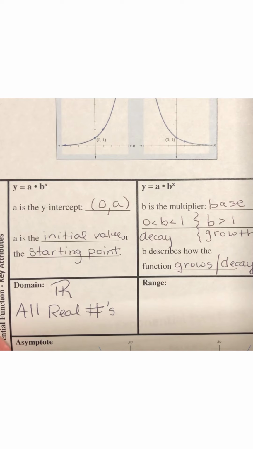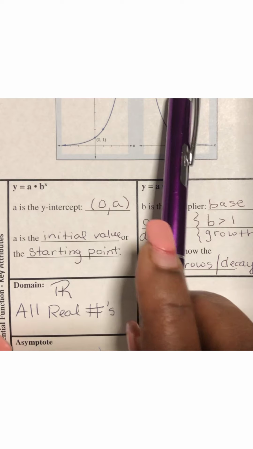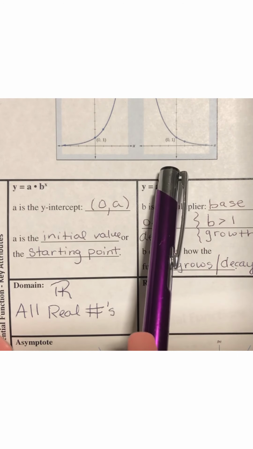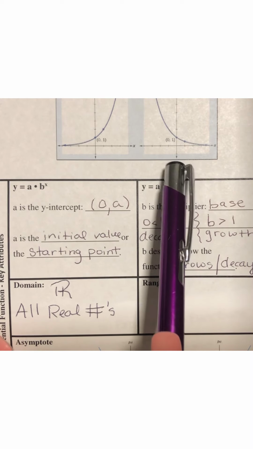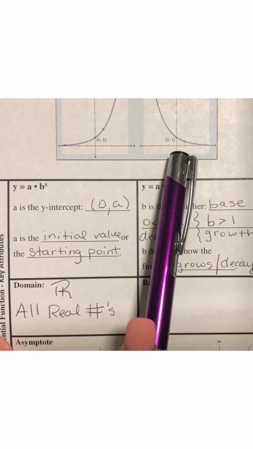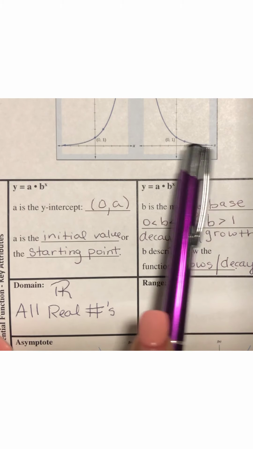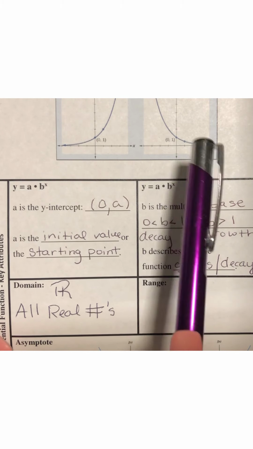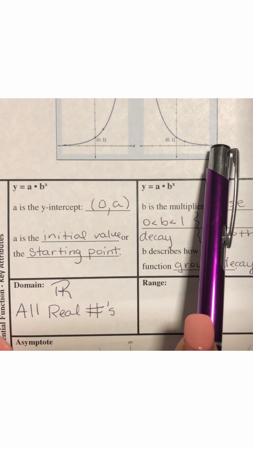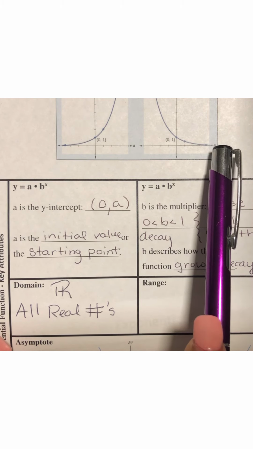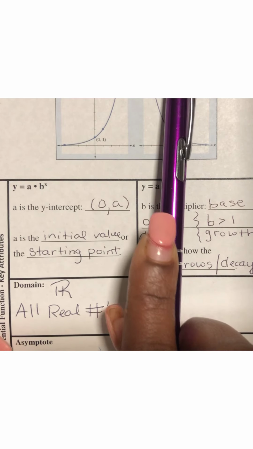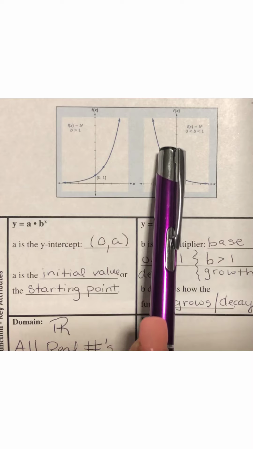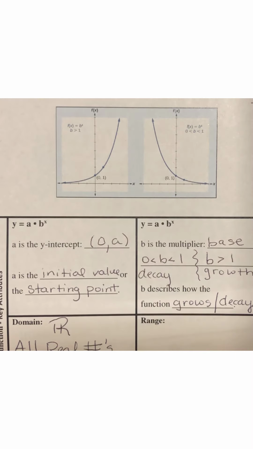Now, let's look at the range. The range tells us what happens along the y-axis. So let's take a look at what's happening along the y-axis. So we look from bottom to top. Now, if we look at this bottom, notice it's getting really close to the x-axis, but it never touches it. And if we go up, my arrow is shooting up, so therefore it's going to positive infinity.